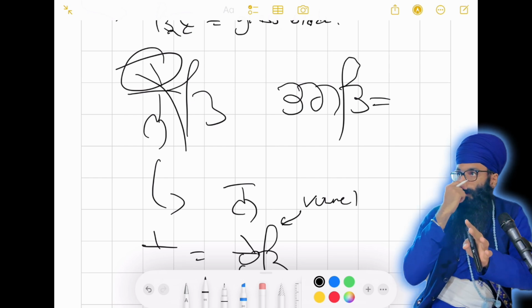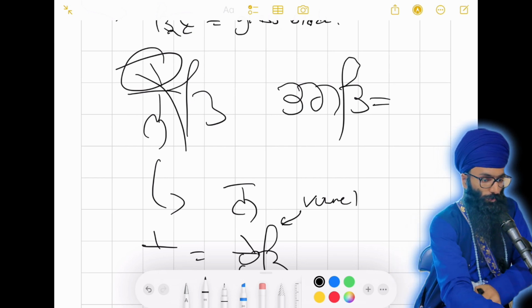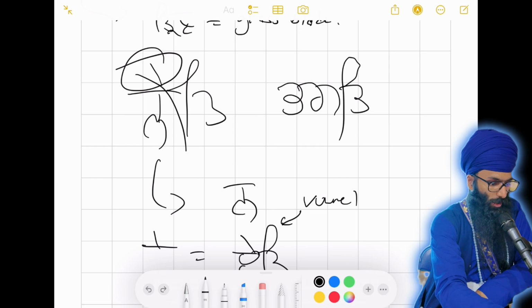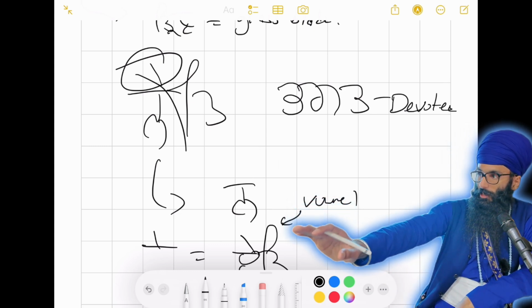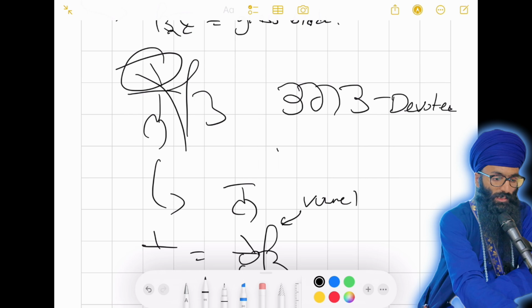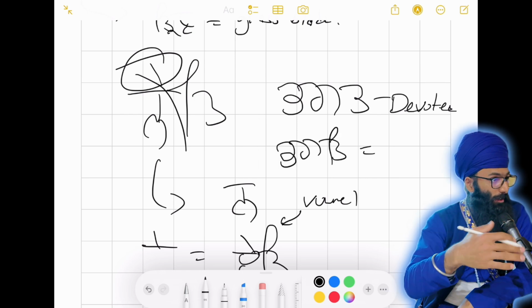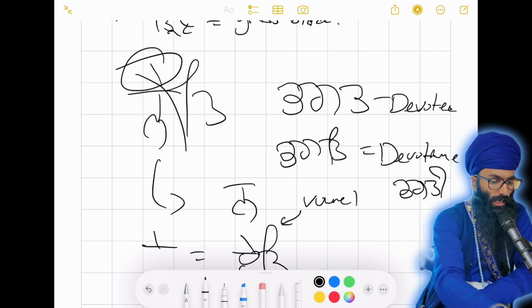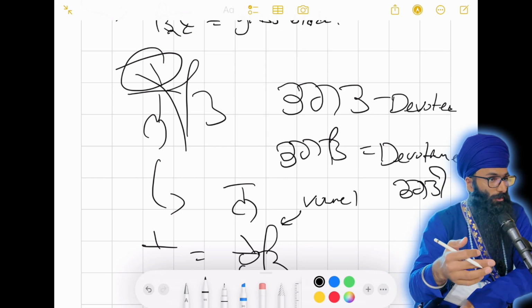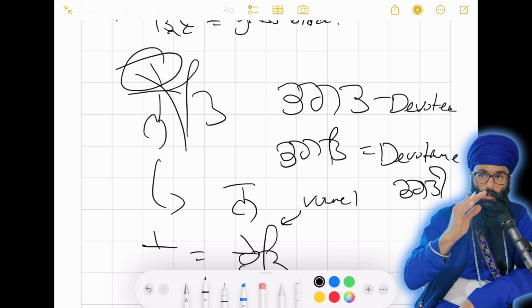I want to take this slow. The word Bhagat means a devotee. But if I were to put the sihari on the tatta, it means the act of bhakti, the devotion. So that's devotee, this is devotion. In other words, bhakti. So the sihari refers to a vowel, the act of bhakti.